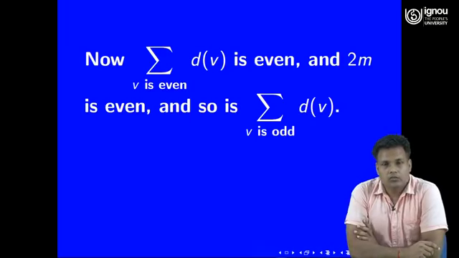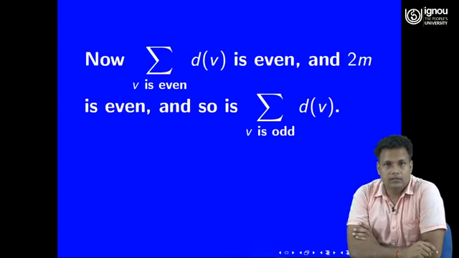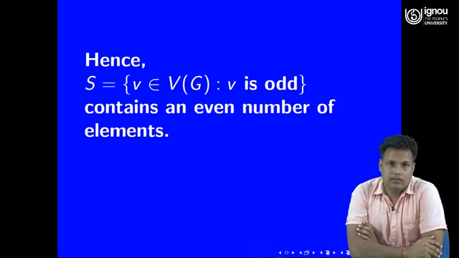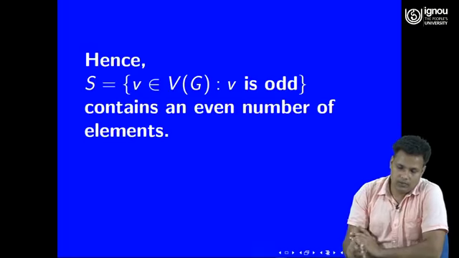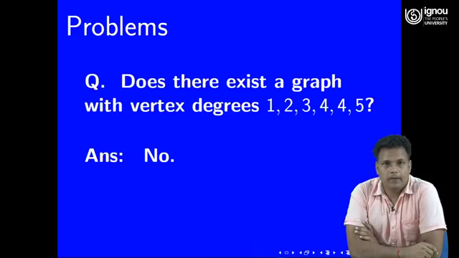So now what does this mean? Sum dV is even, where V is an odd vertex. That is, the set S which contains all the odd vertices must have an even number of elements, and therefore this proves that every graph has an even number of odd vertices.